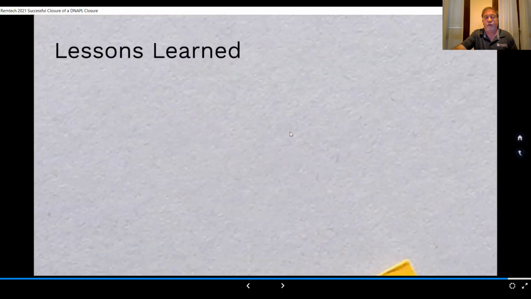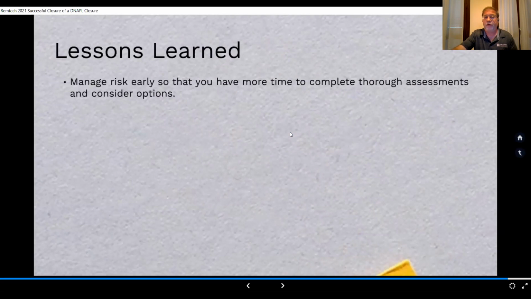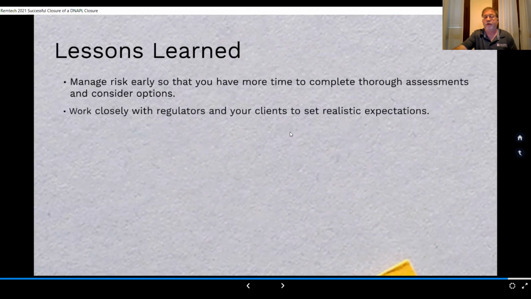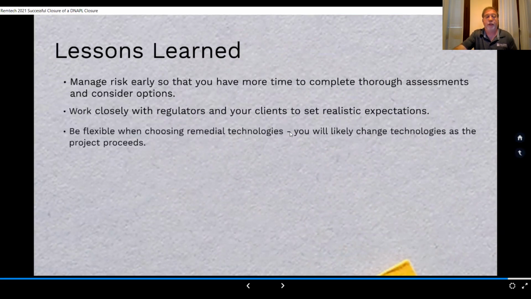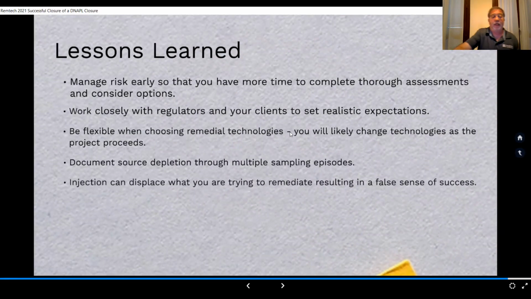So the lessons learned on this one: manage the risks early so it gives you time to assess and consider a lot of different options. Work closely with regulators and your clients to set realistic expectations. Don't promise the world, because sometimes you're just not going to be able to make it to that point. Be flexible in choosing remedial technology. You'll likely have 2 or more technologies that you'll have to use. Document source depletion through multiple sampling episodes. And injections can result in a displacement of your contamination, so be careful of that.